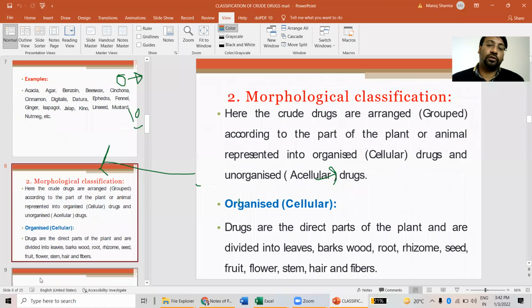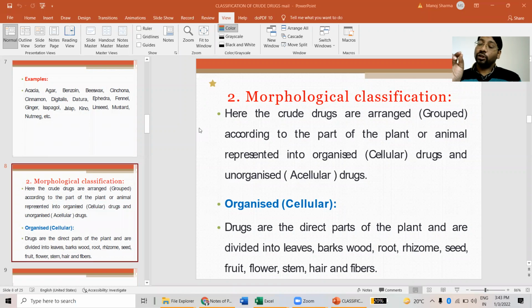Next, the second type of classification is morphological classification. What happens in morphological classification? The medications are grouped together and placed together on the basis of their morphology. Again, the meaning of morphology is how the basic structure of that medication looks, whether it is obtained from plant, animal, or minerals.